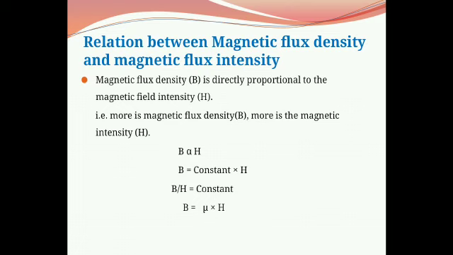Therefore, when we take the equal sign in the next step, consider a constant on the right hand side. Therefore, B equals constant into H. When we take H on the left hand side, the equation becomes B upon H equals constant. And here that constant is taken as mu, and therefore the equation becomes B equals mu into H.